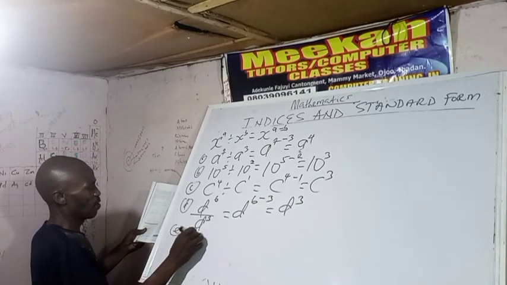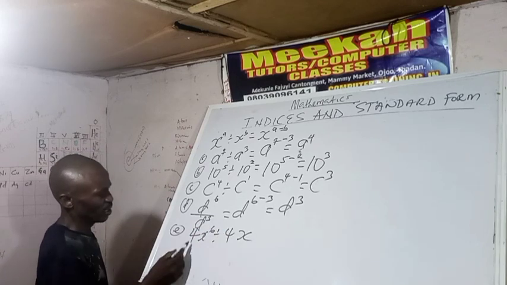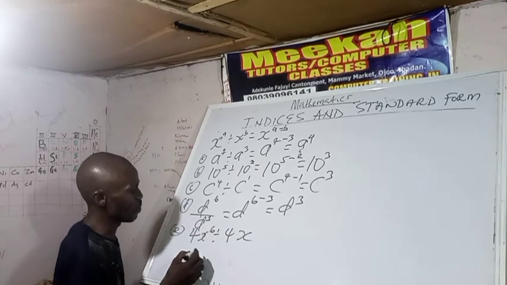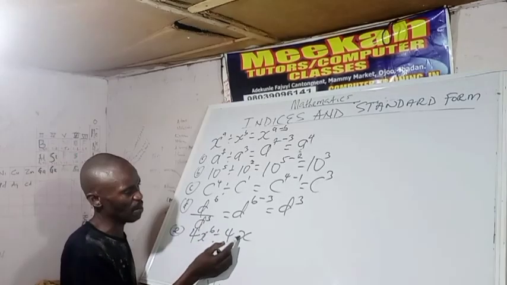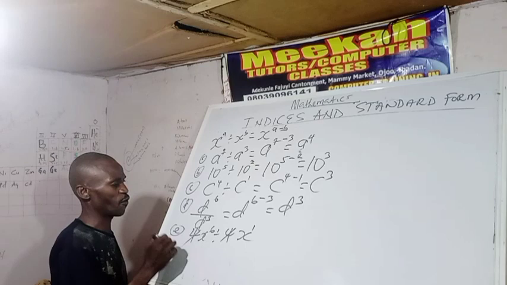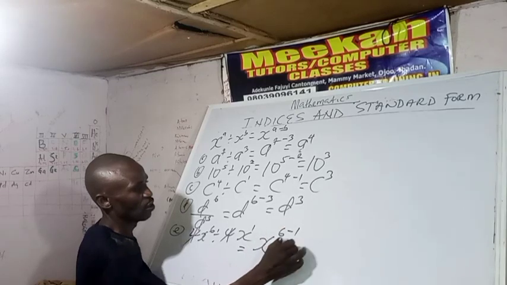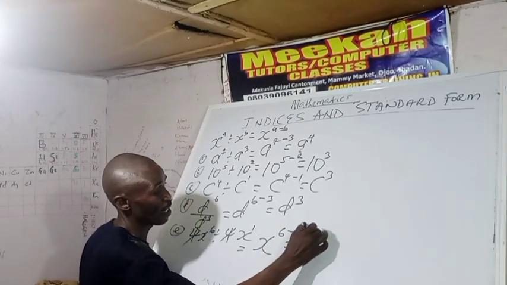Now let's see another one. What if you have 4x raised to power 6 divided by 4x? Don't waste your time. Number for number, indices for indices. Remember, 4x, this one has nothing, you put 1. 4 cancels 4, number for number. So this one becomes x raised to power 6 minus 1. What do you have? x raised to power 5.